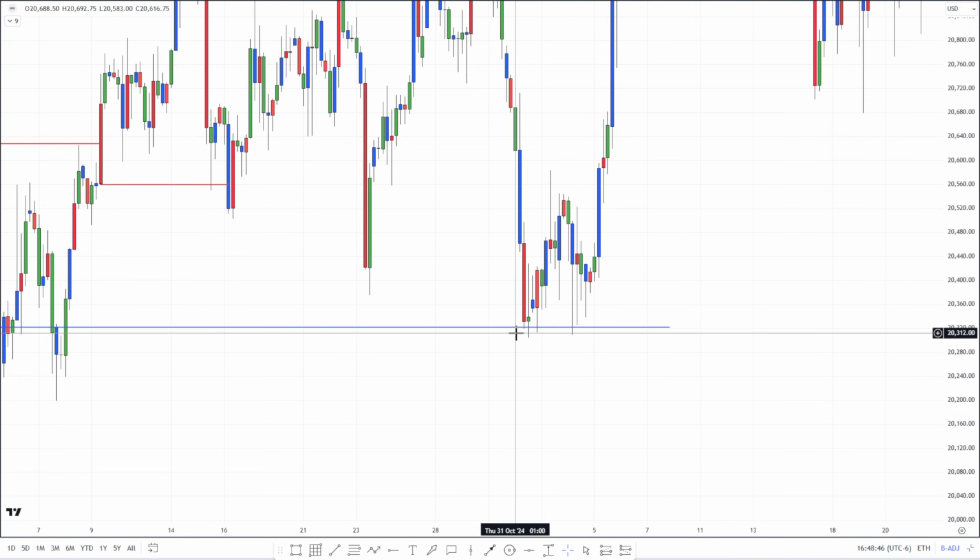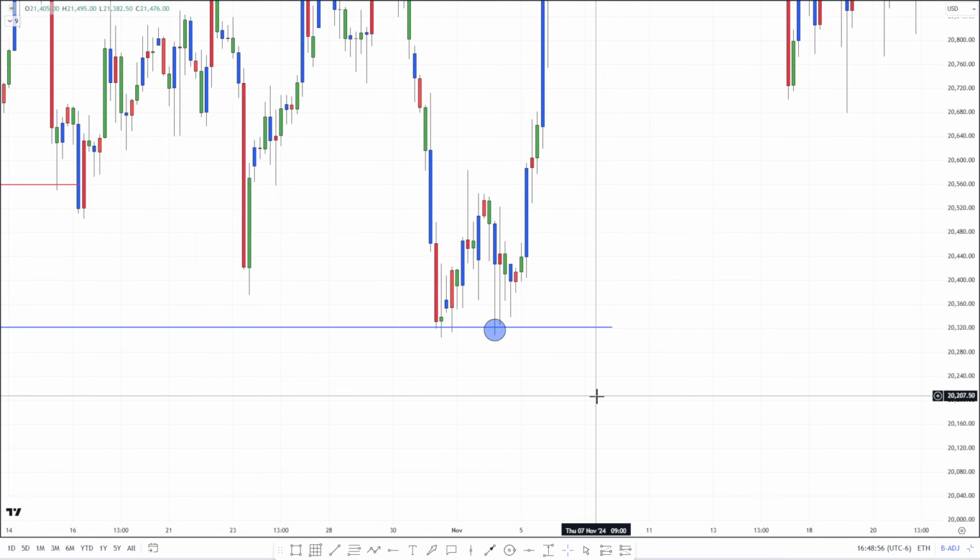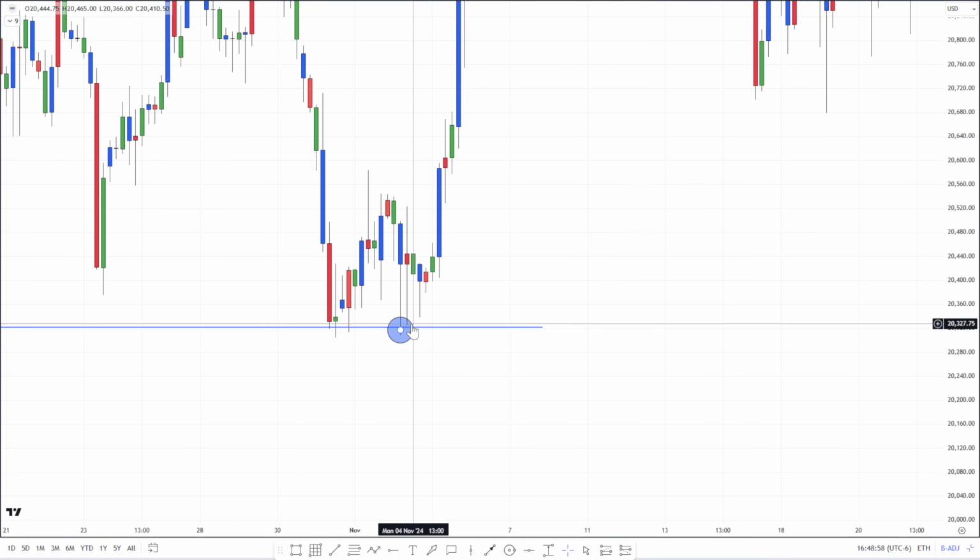5 o'clock. We get a 9 o'clock runs it. 1 o'clock runs it. 9 o'clock runs it. 5 o'clock runs it. It's not until the 5 o'clock runs it that price starts pricing higher.